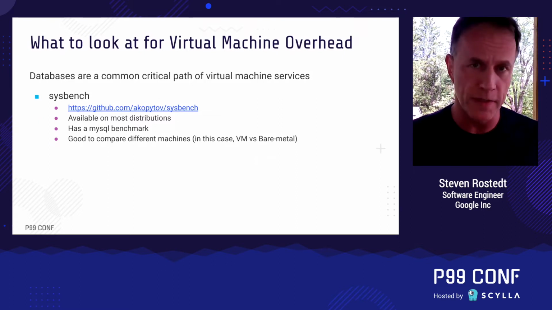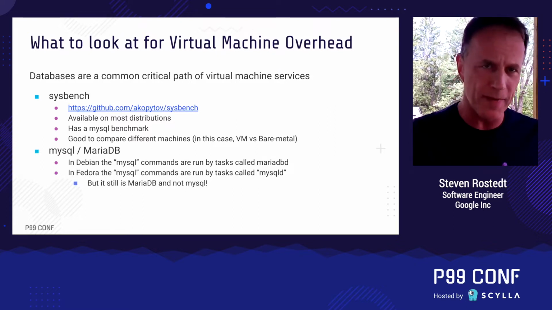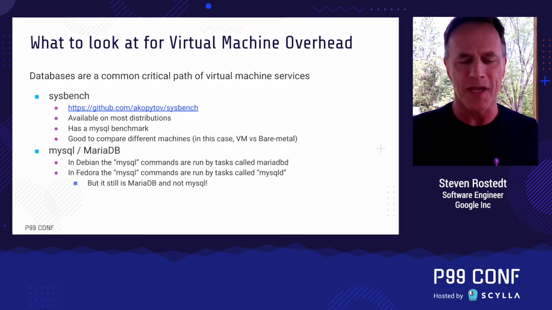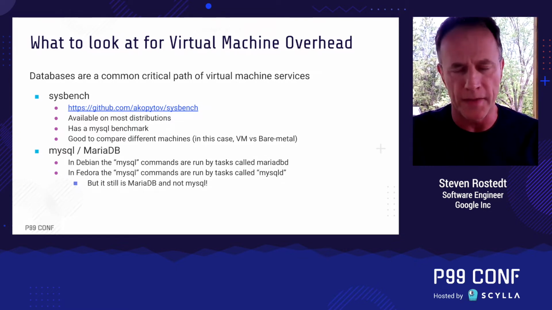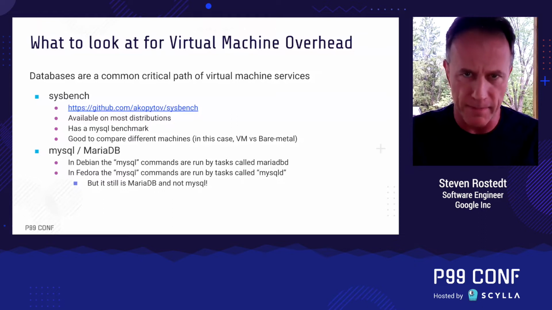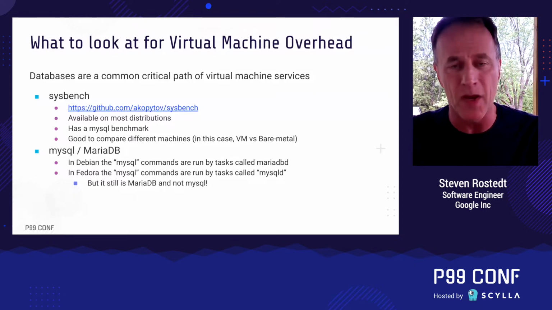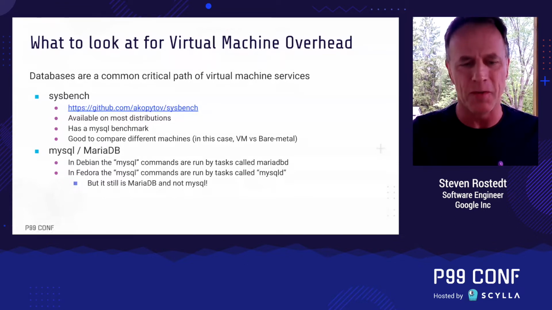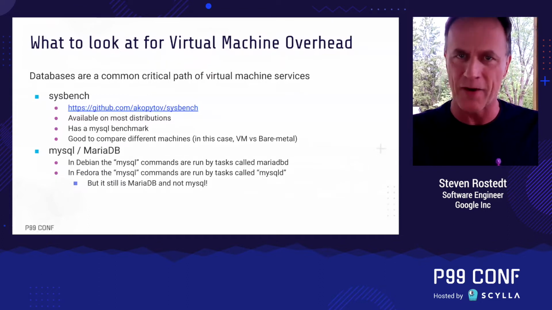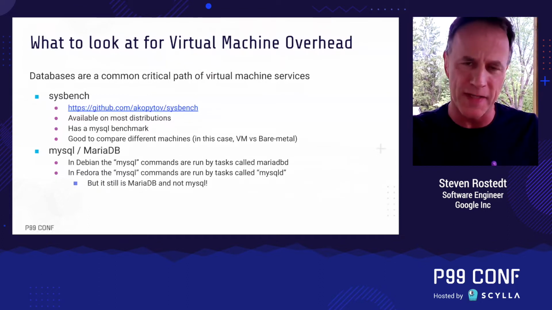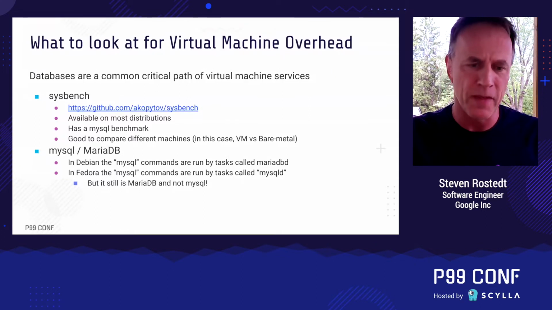The database I'm using is MySQL or MariaDB. And just because I'm using both Debian and Fedora in this talk, I noticed it was kind of interesting that on Debian the database server tasks were called mariadbd, whereas on Fedora it was called mysqld, but the actual code was still MariaDB, so they're both using MariaDB. We just have to remember when we analyze the trace data that on Debian, MariaDB is the task name, and MySQL on the other.